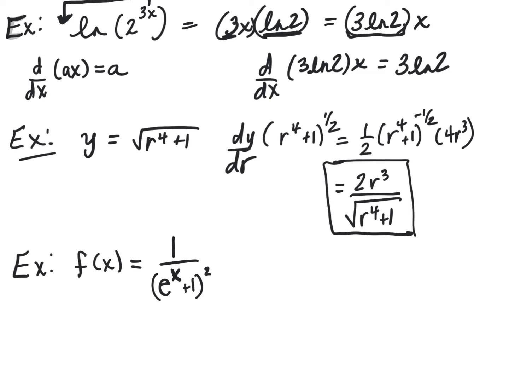So 1/2 went to the front, this went down by 1/2, and then the inside here would be 4 times r to the 3rd, right? That would be your derivative of the inside, so that goes next to it. Then you can multiply this by this, and you get 2 r to the 3rd. And that would be in the top.